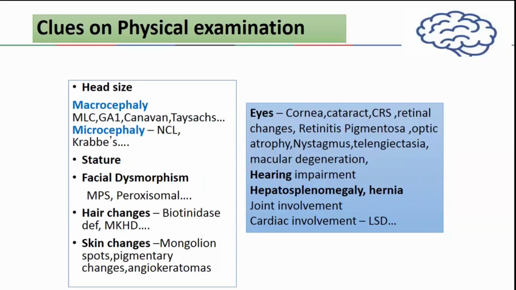Head size is a very good clue, and you can suspect a specific diagnosis. We will see that. Hair changes may be seen in biotinidase deficiency. They may have very sparse hair, right? And in something like Menkes kinky hair disease, hair microscopy and even clinical examination can give you clues. And then Mongolian spots, pigmentary changes in the skin, angiokeratomas, all these can give you an idea.